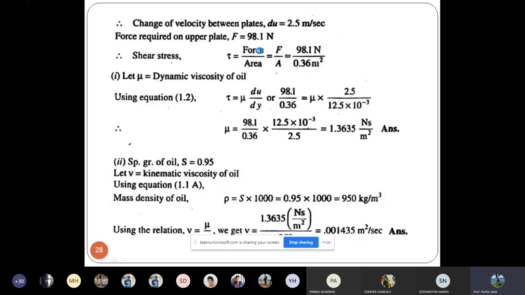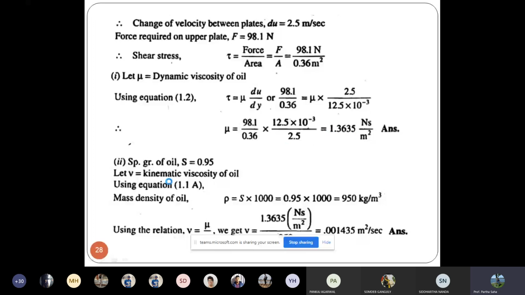So shear stress will be force by area, 98.1 divided by 0.36. Mu is the dynamic viscosity, so again use this equation: tau equals mu du by dy. Tau is 98.1 by 0.36, and you plug in all these parameters and then calculate viscosity. Mu is 1.3635 Newton second per meter square. That is 1.3635 Pascal second.